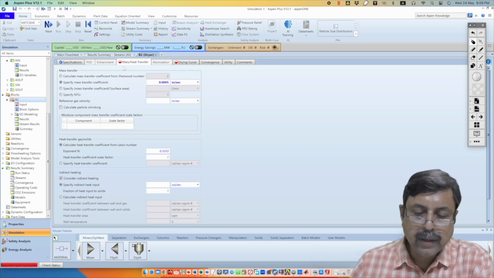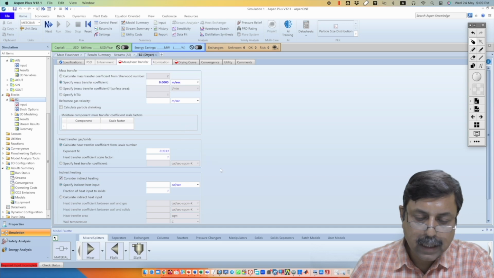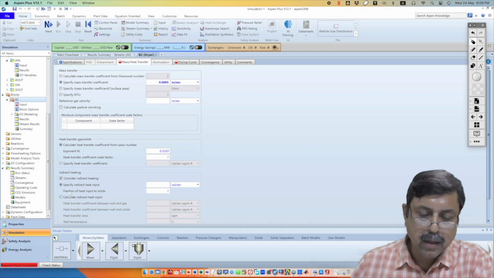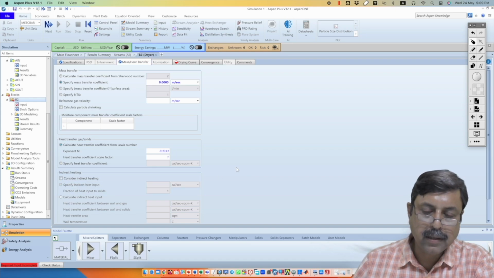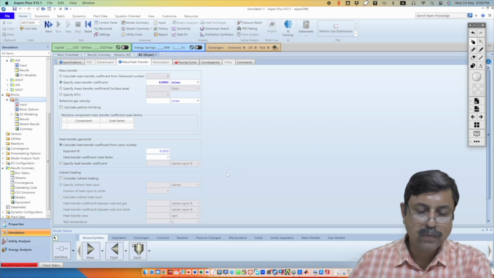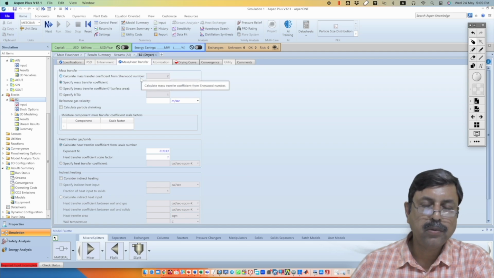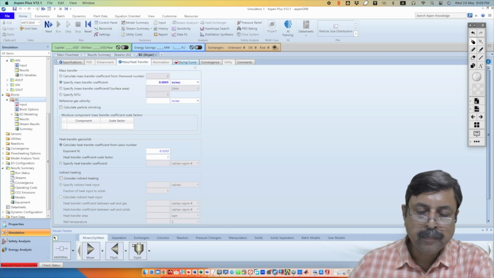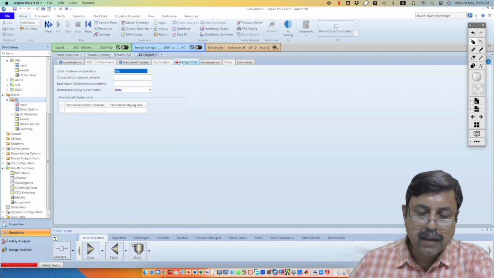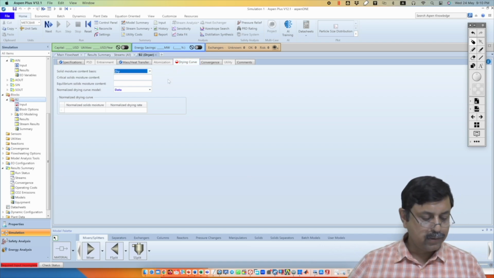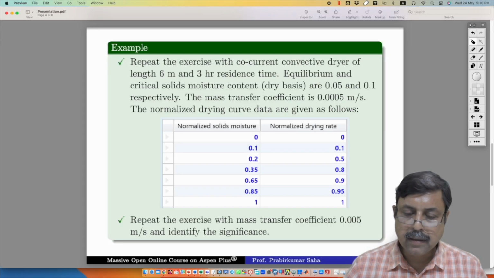Okay. So it still shows some incomplete data input. Why? We don't know. Okay, so it considers indirect heating, but we don't consider indirect heating. While we were discussing, we clicked it, so it was on. But for this problem, we do not need this information. Go to the drying curve. Okay, so this information you have to provide.